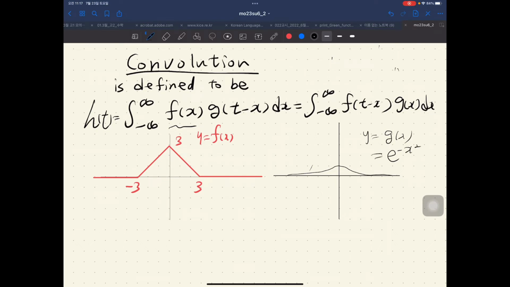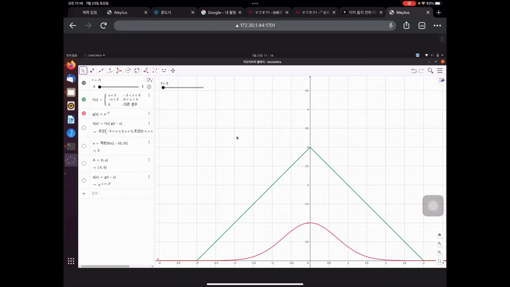explain step by step. Here are only two functions that I'm using, the original form of the function, and when I vary t, the function g(x) will be moved to the right, like this.